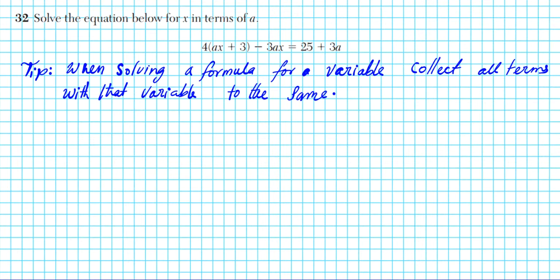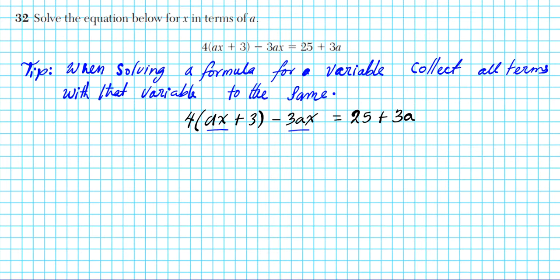Now, in this equation that we have here, 4 times (ax plus 3) minus 3ax equals 25 plus 3a. This is nice because all the terms with the x's are already on the same side of the equation. So you have this term here and this term here. Had it been that we had another term with an x attached to it on the right side, we would want to move it to the left side of the equation.